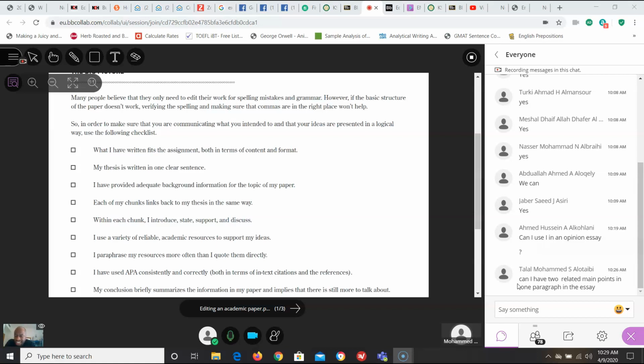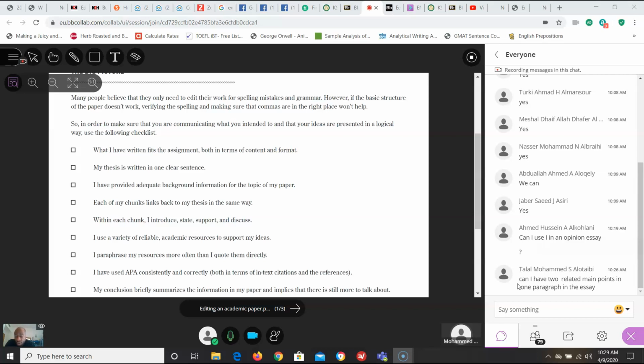Make sure your thesis is the last sentence of the last paragraph in your introduction. So if you only have one introduction paragraph, then it should be the last sentence. Now, that's a best practice. Your thesis can be anywhere in the introduction, but it's good to have it as the last sentence. Next point.